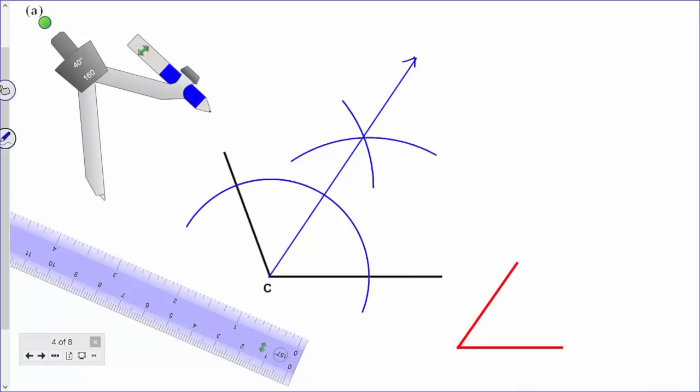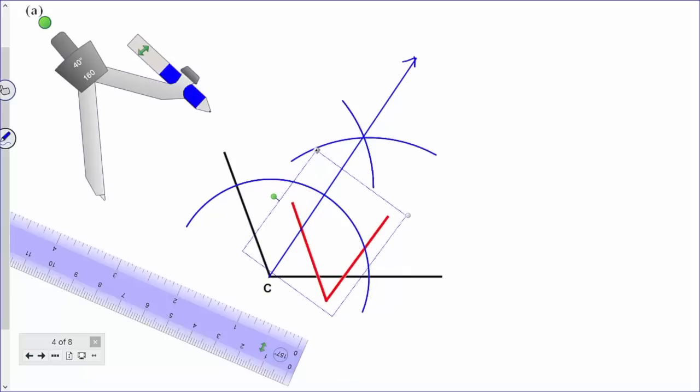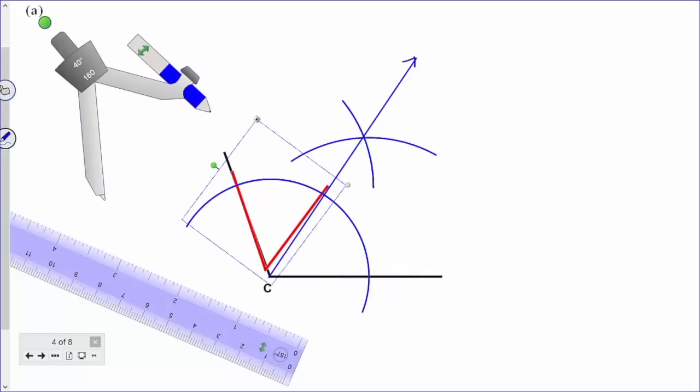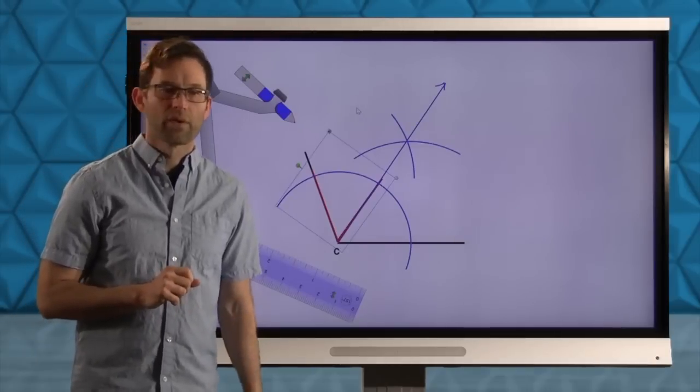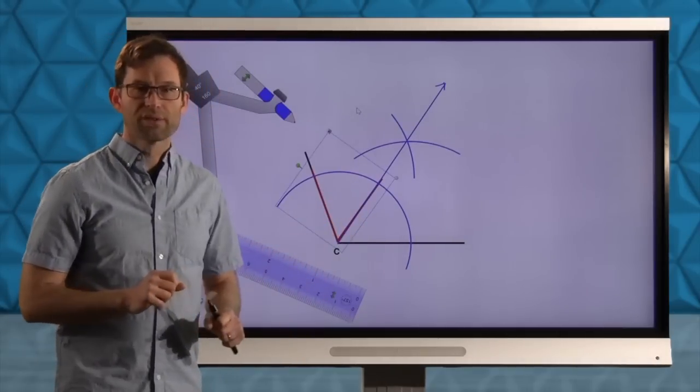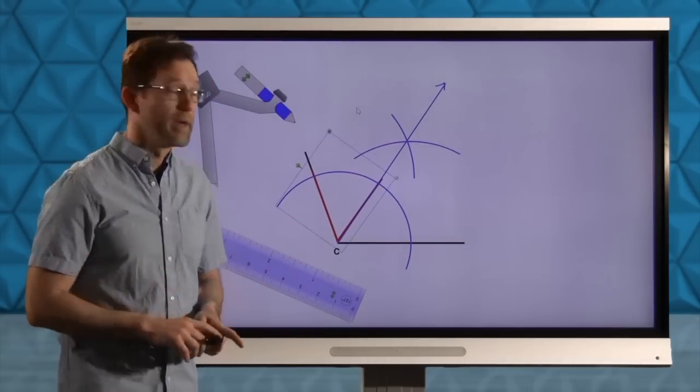Again, it's nice to be able to verify this using tracing paper. For me, I already knew what half the angle looked like. So I bring it over here. That looks good. Maybe I rotate it, and I make sure that this angle is the same. There we go. And we've bisected the angle. Okay? Two congruent angles. Let's have you try it as well.